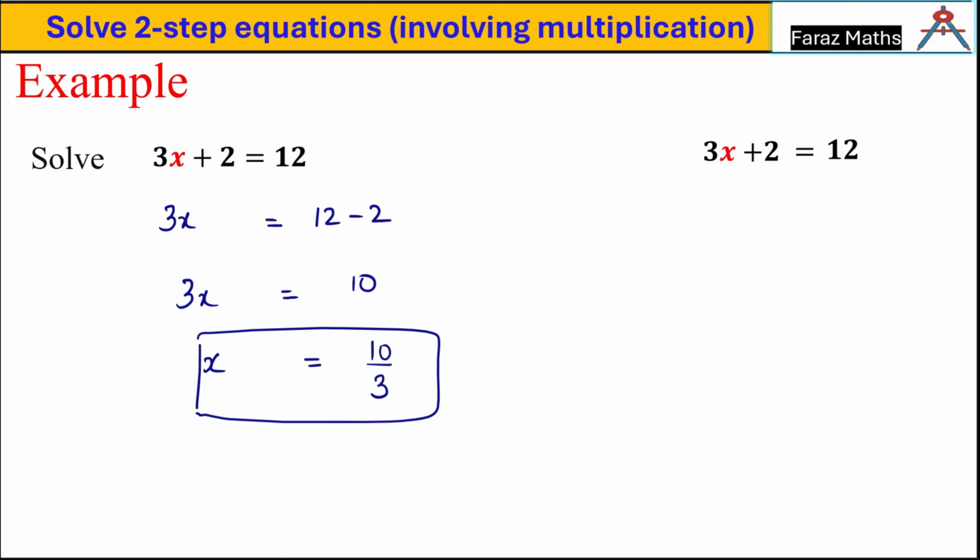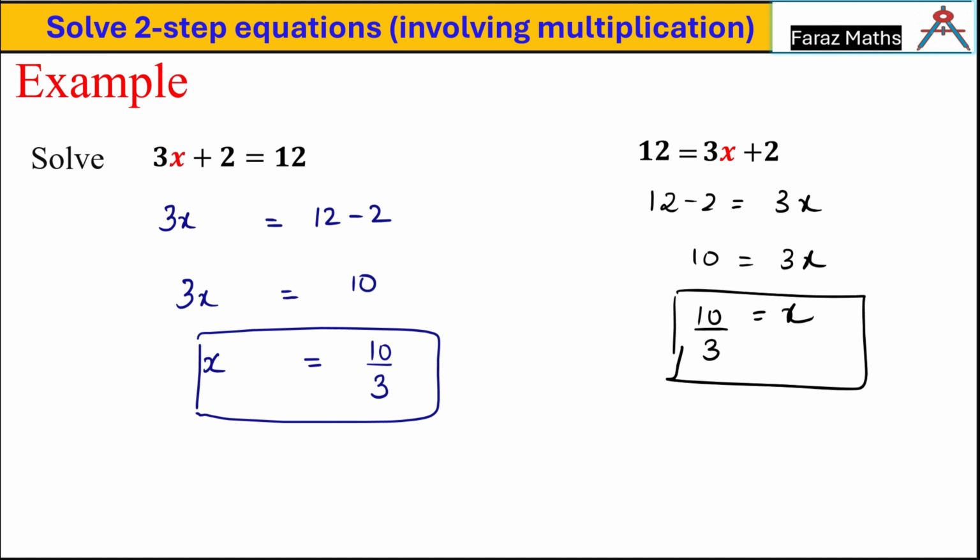You can do this one in this way also. Suppose 3x plus 2 equals 12. So what you can do, if it is written 12 equals 3x plus 2, you can do the same thing: subtract 2 on both sides, it will give you 12 minus 2 equals 3x, and then 10 equals 3x. Now dividing by 3 on both sides, it will be 10 over 3, and 3 divided by 3 is 1. So that's why 10 over 3 equals x, or x equals 10 over 3. Both have the same meaning.